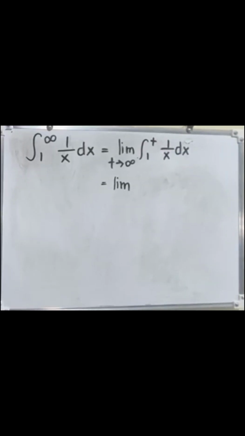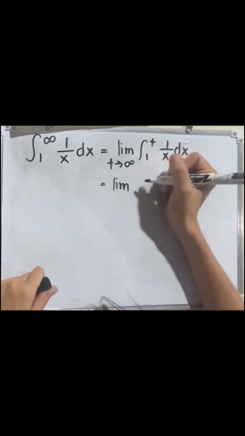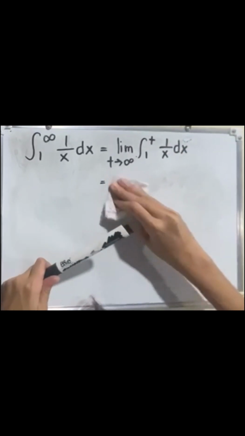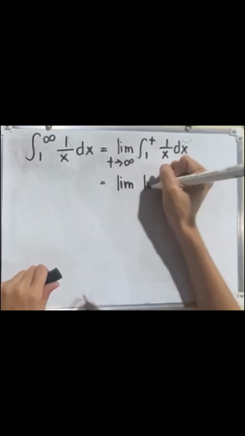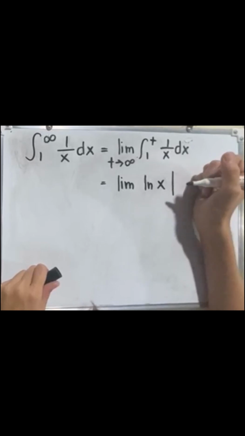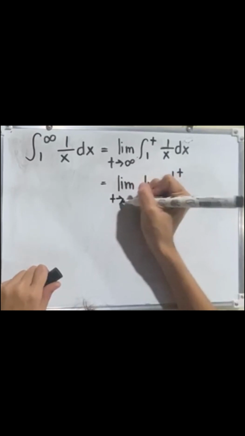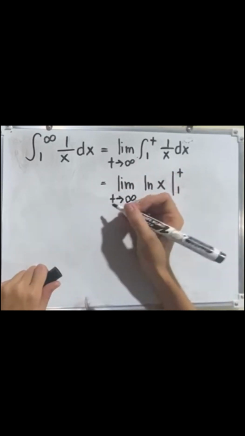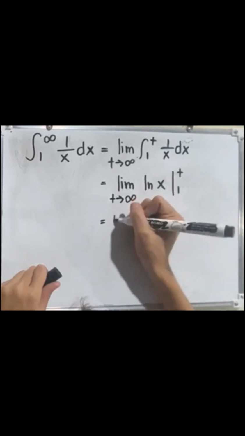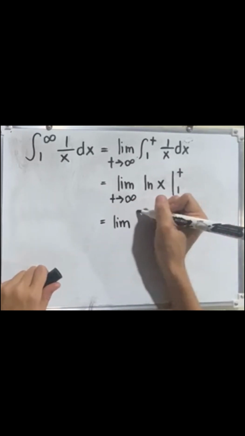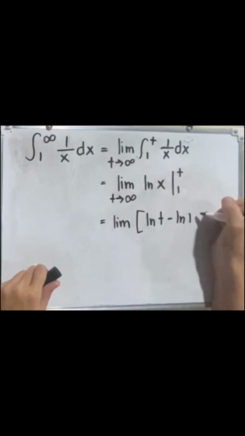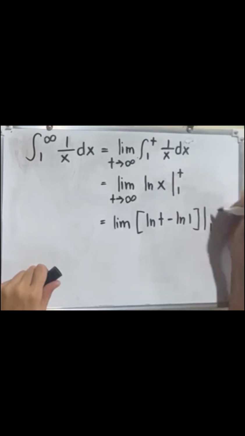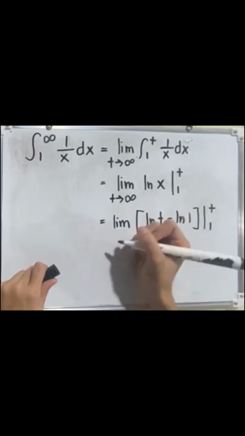The integral of 1 over x from 1 to infinity. So it is an upper limit, right? First, we need to integrate our function, which is 1 over x. The integral of 1 over x is ln x. So now, it equals the limit of ln x from 1 to t, where t approaches positive infinity. Let's distribute: the limit of ln t minus ln 1, where t approaches positive infinity.